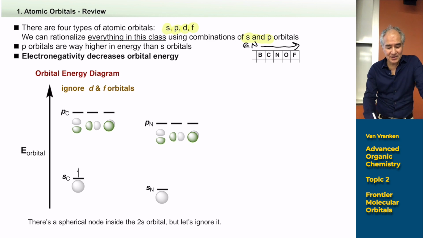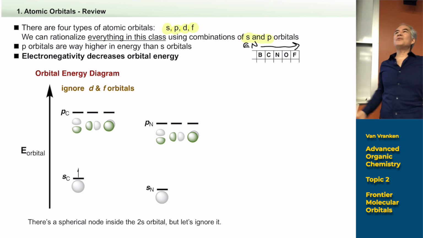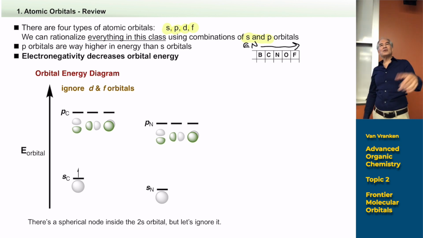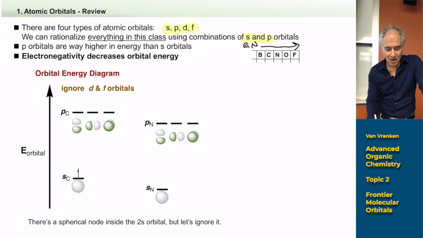So guess what happens to the energies of all the orbitals when you switch from carbon to nitrogen? They all go down. The p orbitals go down in energy, the s orbitals go down in energy, the hybrid orbitals go down in energy. Everything is better for an electron when you go from carbon to nitrogen. All the orbitals decrease in energy. An electron is happier being on a nitrogen-based orbital than on a carbon-based orbital.